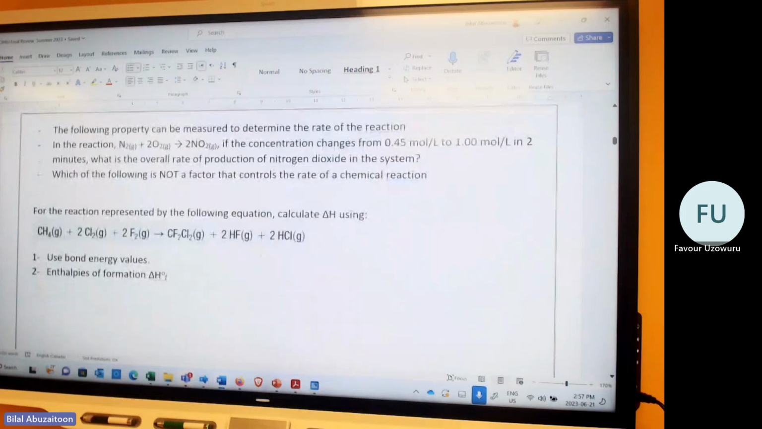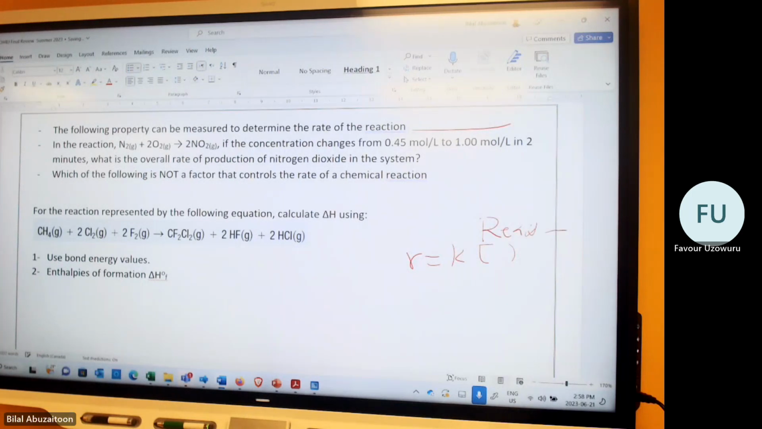Next, the following property can be measured to determine the rate of reaction. Temperature, pressure, surface area, nature of reactant, activation energy, concentration. Rate of reaction depends on what? Concentration of what specifically? Of reactants. Concentration of reactants.